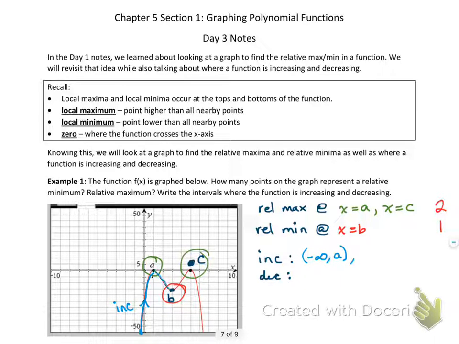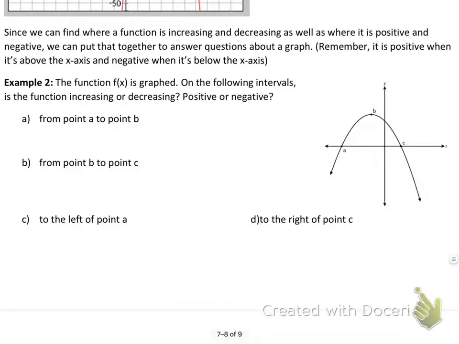Then it's going down. So that's decreasing, because it's going down. So it's decreasing from A to B. Then back up. So that's increasing. So that's from B to C. And then it's going down forever. So it'd be decreasing from C to infinity. Okay, and this is important, so make sure you know how to do this. Practice it.